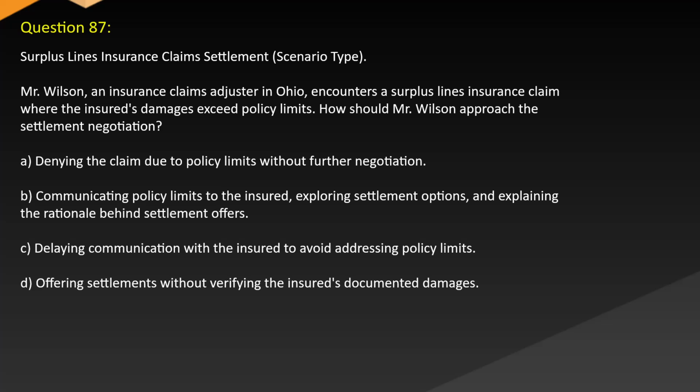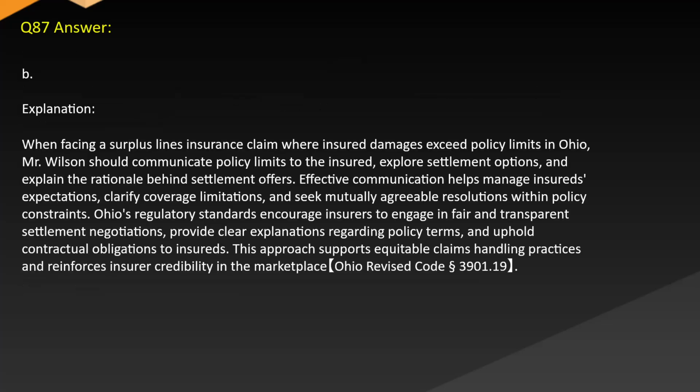C. Delaying communication with the insured to avoid addressing policy limits. D. Offering settlements without verifying the insured's documented damages. Answer: B. Explanation. When facing a surplus lines insurance claim where insured damages exceed policy limits in Ohio, Mr. Wilson should communicate policy limits to the insured, explore settlement options, and explain the rationale behind settlement offers. Effective communication helps manage insured's expectations, clarify coverage limitations, and seek mutually agreeable resolutions within policy constraints.